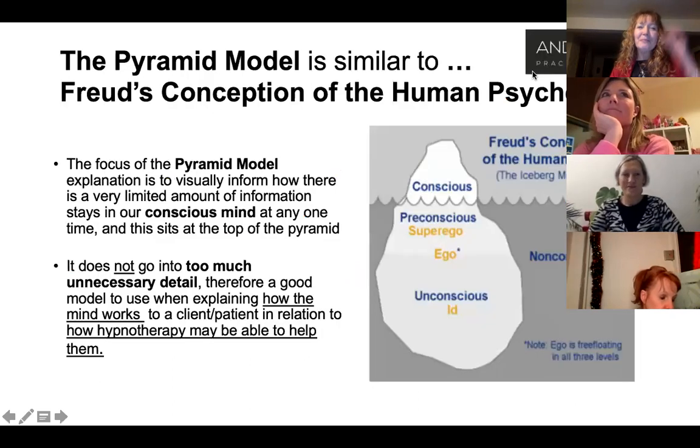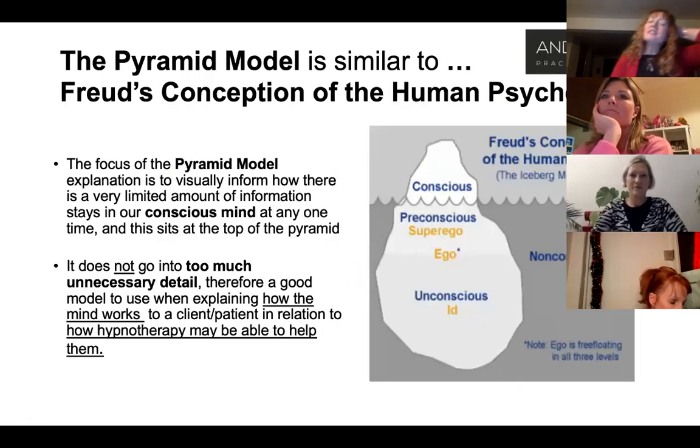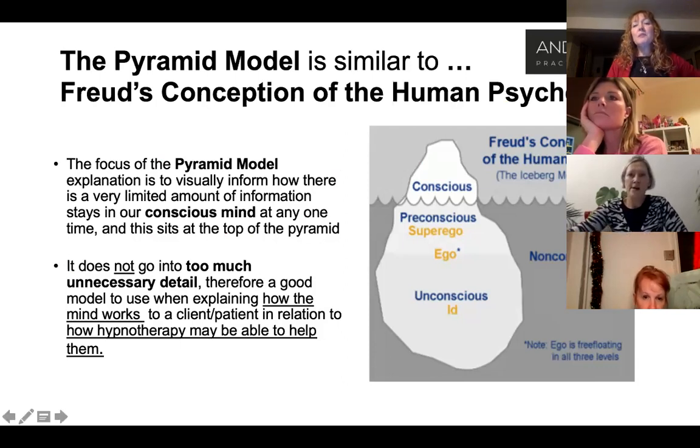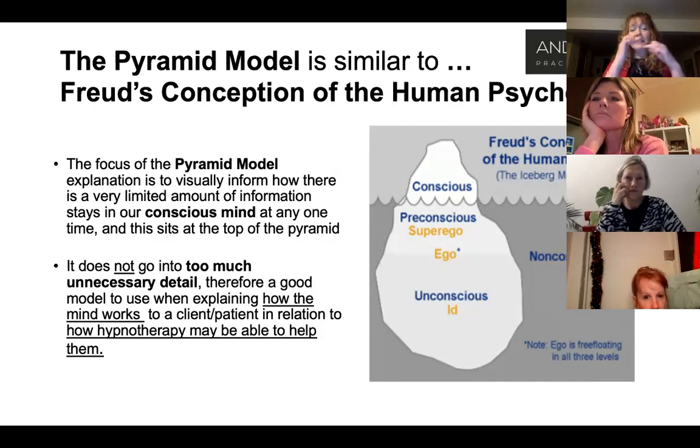So what we're going to talk about today, as I said, is models of the mind. We're going to start off with something called the pyramid model, which I'll come to in a moment, but I've put this particular one up here because the pyramid model is almost a simpler version of this. This is Freud's conception of the human psyche, and it's the iceberg metaphor that you may have heard of. It implies that our conscious mind is literally at the tip of the iceberg. It's a very small part of what's going on in our mind.